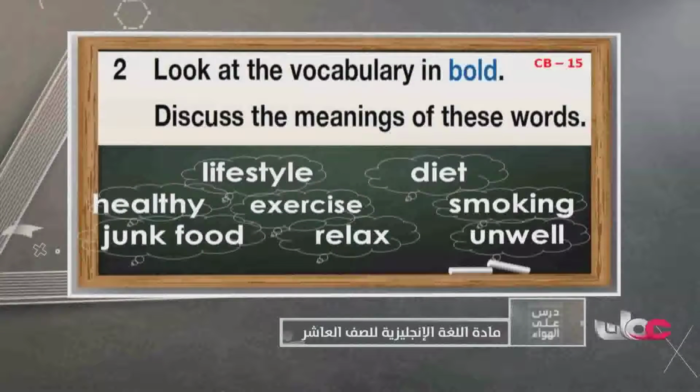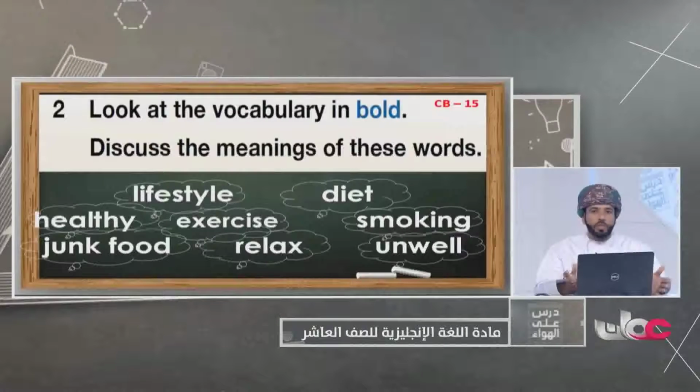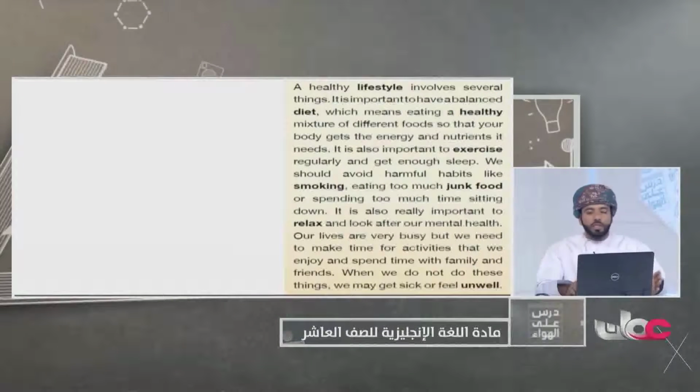Okay, now let's know more about a healthy lifestyle and what are the important vocabulary that we should focus on. So in the text, we have some bold words and we should discuss them together. The first one is lifestyle, the second one is diet, then we have healthy, exercise, smoking, junk food, relax, and unwell. Now, what is the meaning of each one? Let's discuss it now together.